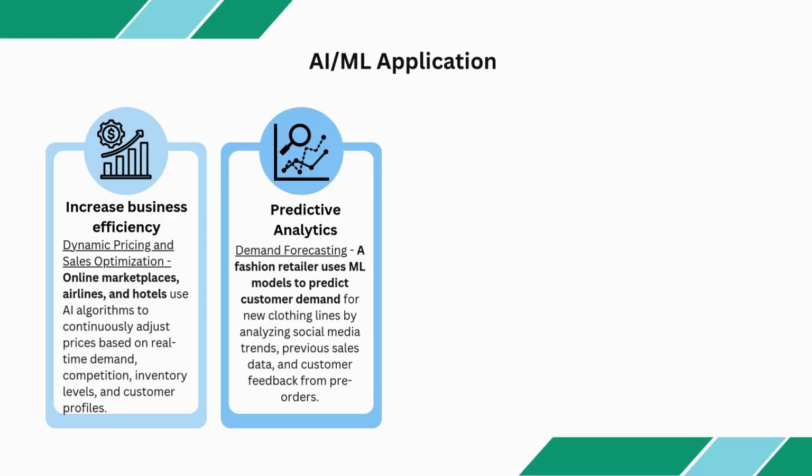Next use case would be predictive analytics. And here an example would be demand forecasting for a fashion retailer. So a retailer might use ML models to predict customer demand for new clothing lines by analyzing social media trends, previous sales data, and customer feedback from pre-orders.